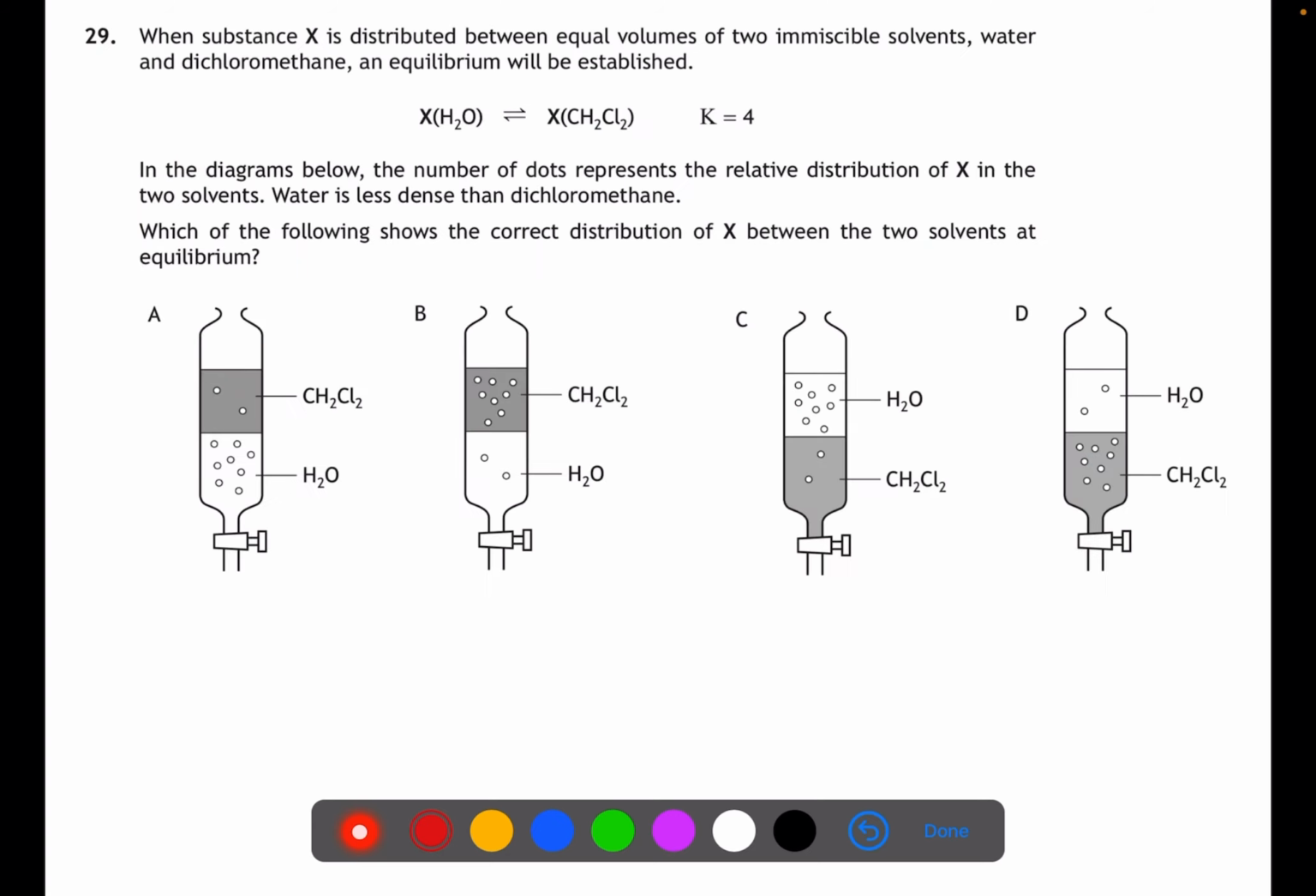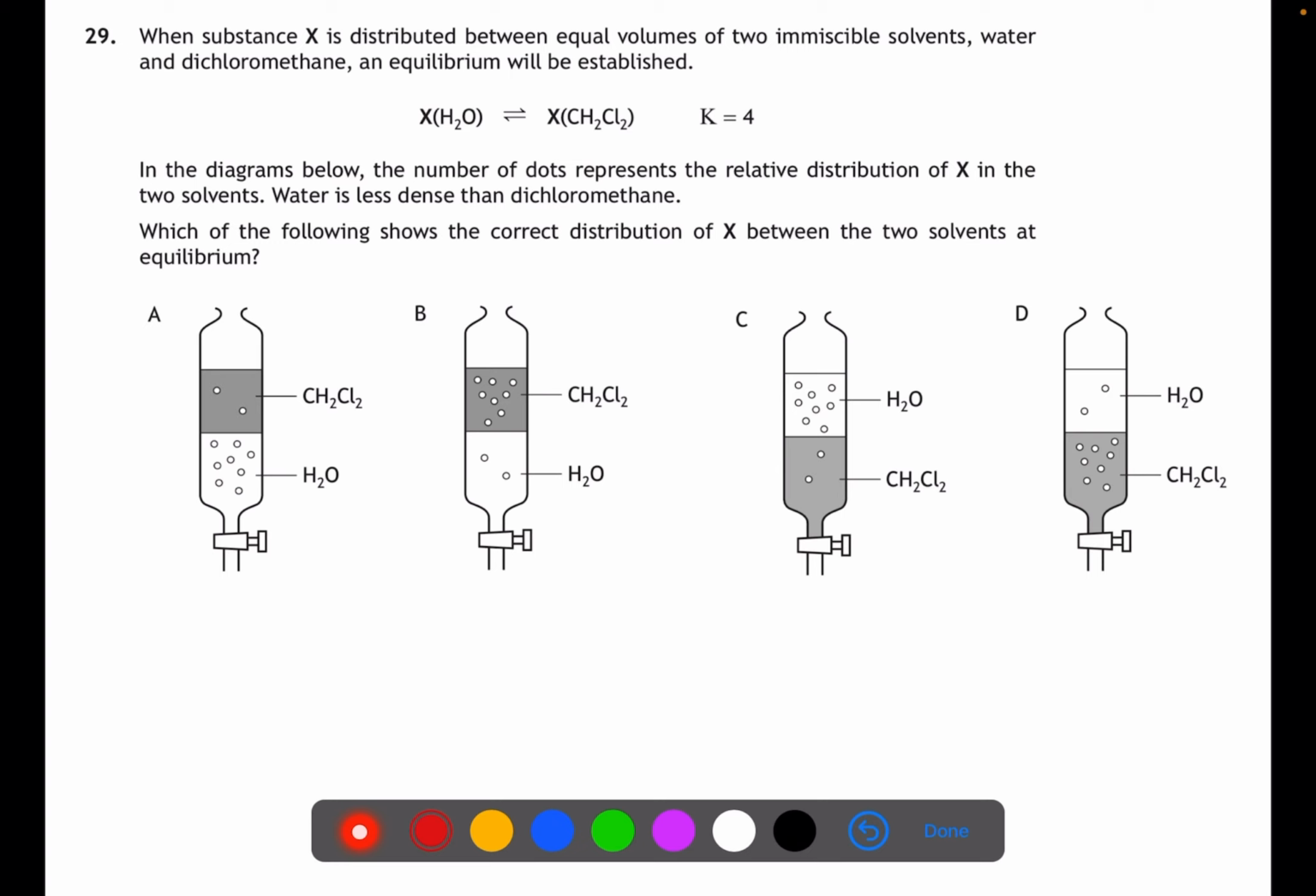Question 29. When substance X is distributed between equal volumes of two immiscible solvents, water and dichloromethane, an equilibrium will be established, with some X dissolved in water and some dissolved in the dichloromethane, with a K value of 4. In the diagrams below, the number of dots represents the relative distribution of X in the two solvents. Water is less dense than dichloromethane. Which diagram shows the correct distribution?